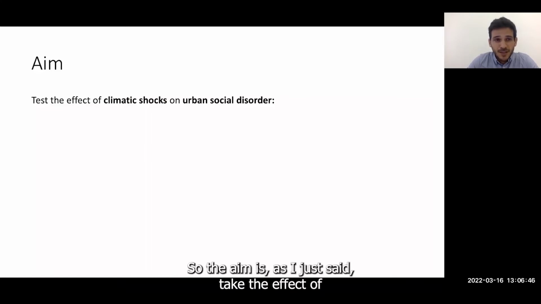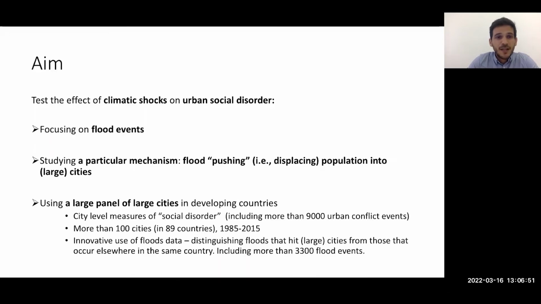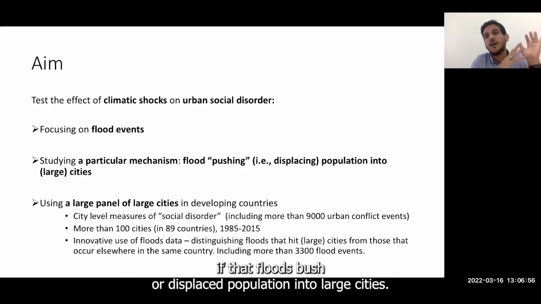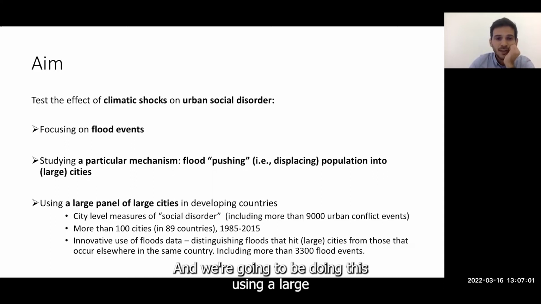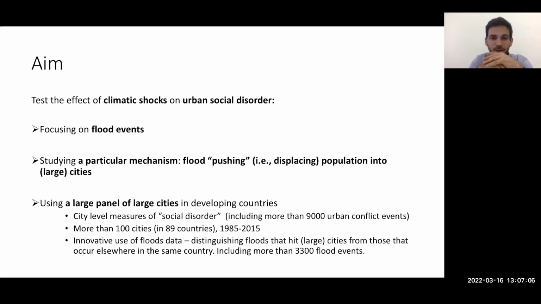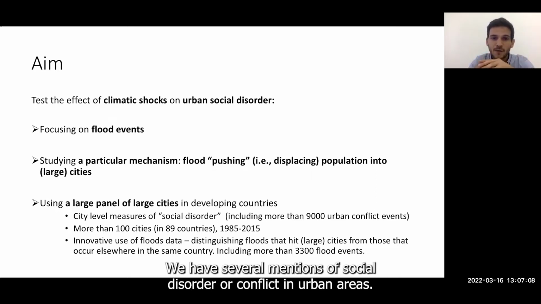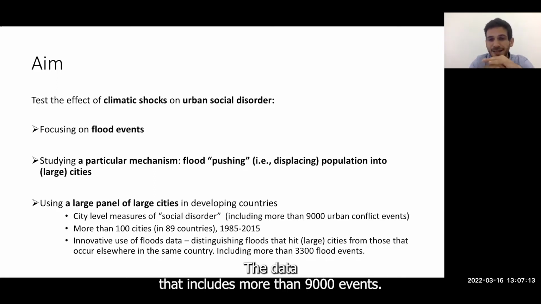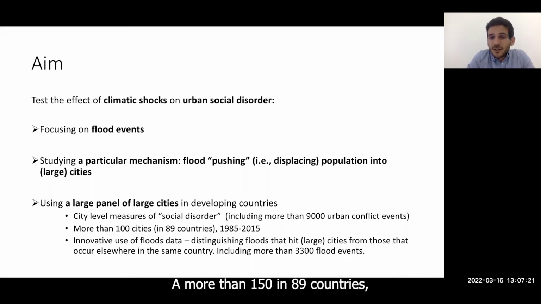So the aim is, as I just said, to test the effect of climatic shock, especially floods, on urban social disorder. The mechanism that we have in mind, as I said, is that floods push or displace population into large cities, all right? And we're going to be doing this using a large panel of large cities in developing countries, all right? We have several measures of social disorder or conflict in urban areas, all right? The data set includes more than 9,000 events, all right, in more than 100 cities in 89 countries.